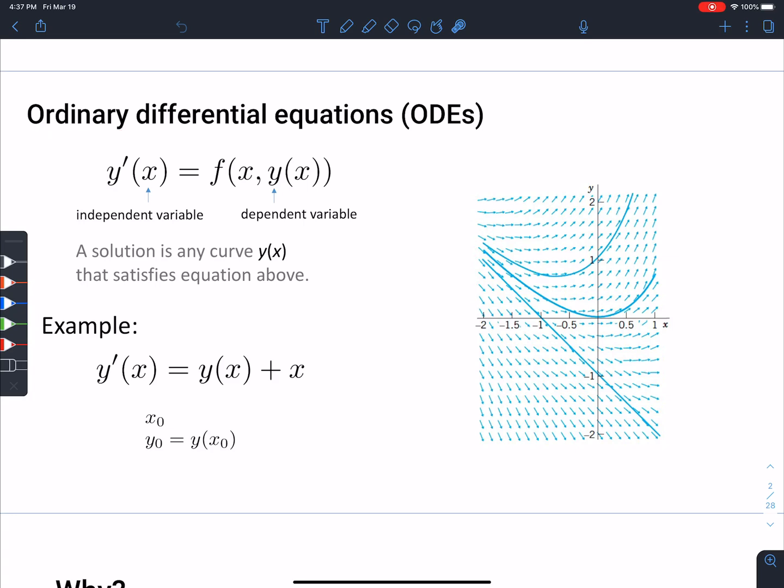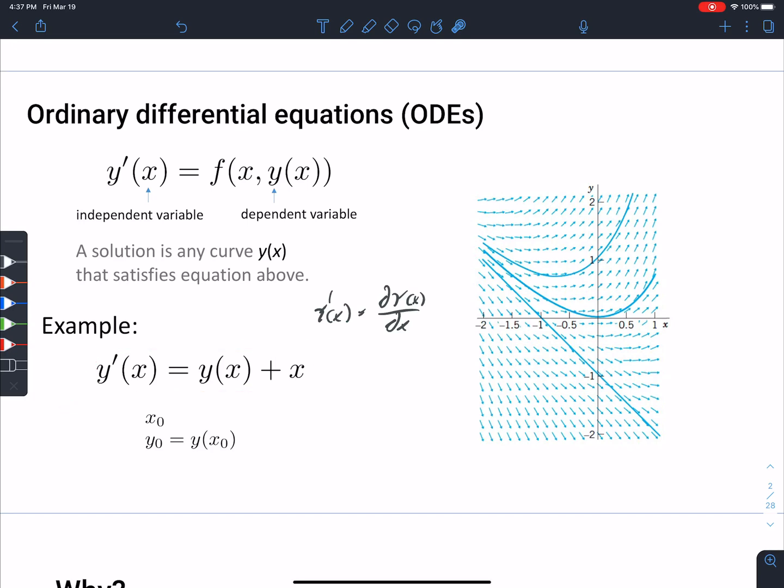But here's an example of a differential equation. Let's say y prime equals y of x plus x. And just as a side note, when we say y prime of x, what we mean is dy/dx. So here's an example differential equation. If we can find any y of x that we plug into the right-hand side and the left-hand side, where of course in the left-hand side we first have to differentiate, and this turns out to be equal, then we call this y of x the solution to this differential equation.